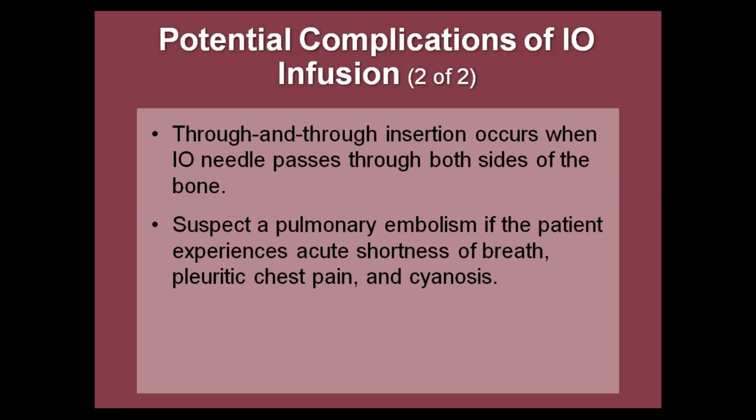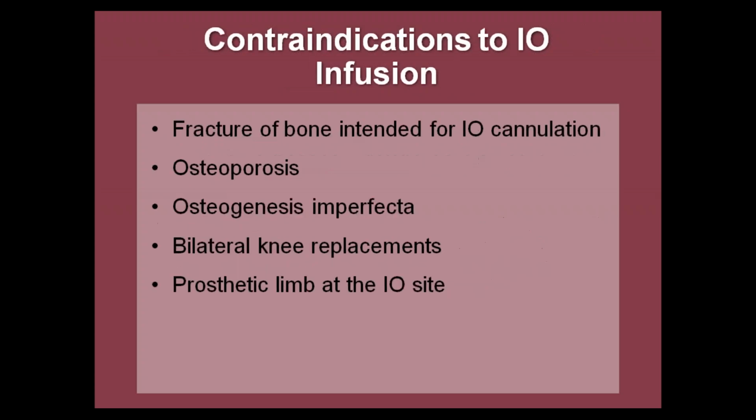Through and through insertion, mentioned that. So it goes through both sides. Suspect a pulmonary embolism if the patient experiences acute shortness of breath, pleuritic chest pain, and cyanosis. So those are the signs. Again, remember, anytime we provide an intervention, we need to be looking for a result, either an improvement or negative signs and symptoms that things are getting worse.